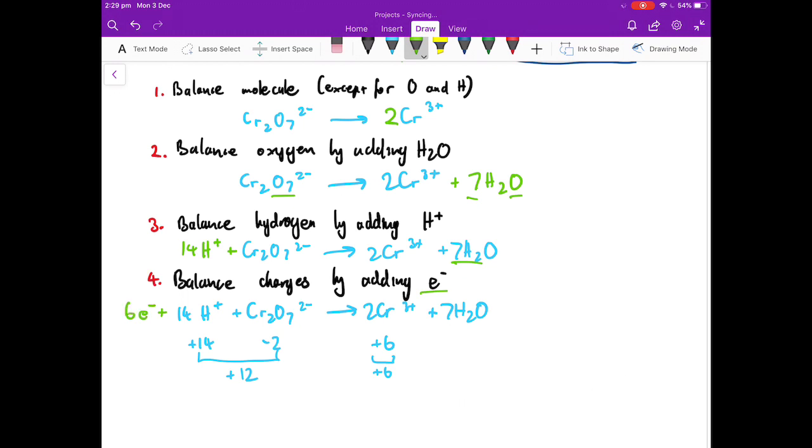Because once we add 6 e minuses, we're going to be going 12 minus 6 equals positive 6, and positive 6 and positive 6 are equivalent. Thus, we've balanced our charges on both sides, and that is going to be our final half equation. 6e minus plus 14H plus Cr2O7 2- gives us 2Cr3+ plus 7H2O. And that is our final half equation.